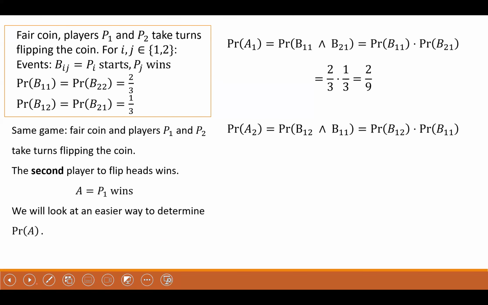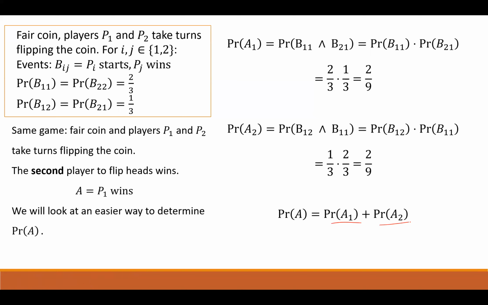So I have the probability of A1 is equal to 2/9. My probability of A2 is equal to 2/9. My probability of A, since these are disjoint subsets, I'm going to use the sum rule of probability. So I get the probability that player one wins is 4/9. So yeah.